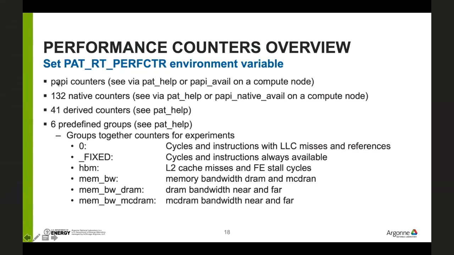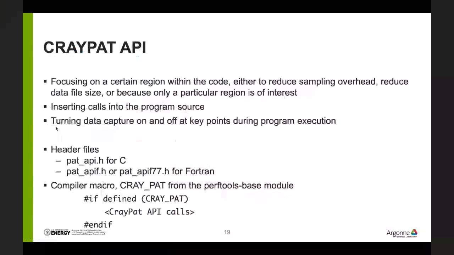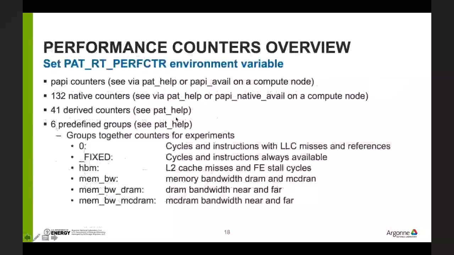For PAPI counters, you can use pat_help or papi_avail on the compute node to see which PAPI counters are available on the KNL node. For native counters, you can also use pat_help or papi_native_avail on the compute node. And for derived counters and predefined groups, you can use pat_help to see more information.